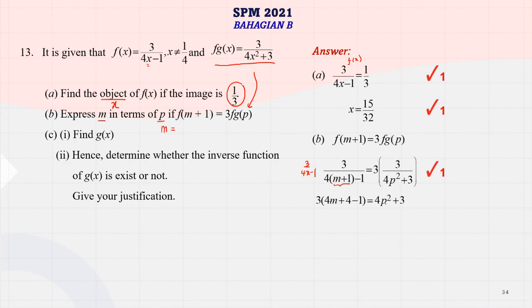Dia cari M, M equals to apa? Kita jadikan M sebagai subjek. Bila kita simplify this, you akan dapat M is equals to (4P square minus 6) over 12. Okay, next kita pergi yang C pula.